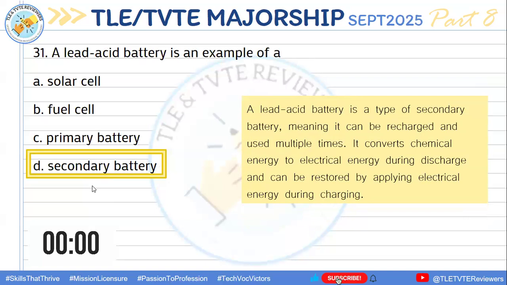For letter A, solar cell, a solar cell converts light energy directly into electrical energy. For letter B, fuel cell, it generates electricity continuously from external fuel and oxygen, unlike a battery which contains its reactants internally. And letter C, primary battery. These are used once and cannot be recharged, unlike lead acid batteries. So answer letter D, secondary battery.